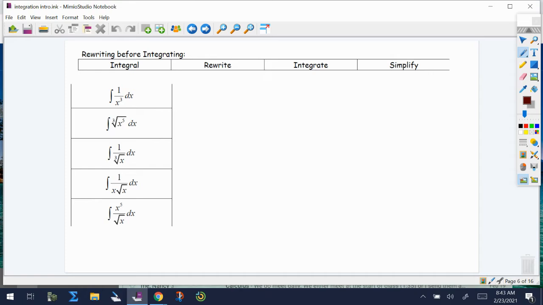So for the first one, we have 1 over x to the third. We're going to rewrite that as x to the negative third. If you forget to write the little dx at the end, it's not a big deal. That's just reminding you what variable you're working with. And then our power rule for integration, remember it's the opposite of the derivative, so you kind of have to keep everything straight in your head. It's power 1 greater divided by that power.